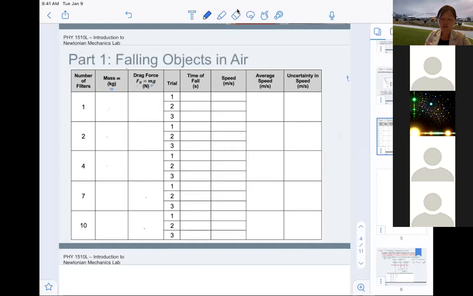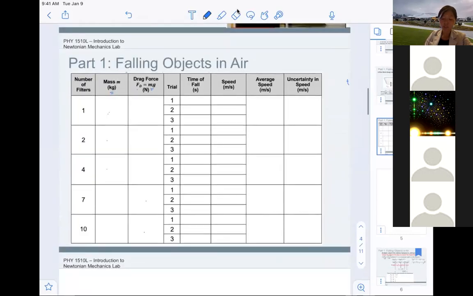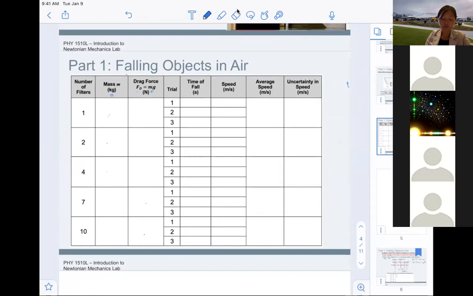So we are observing a fall of 2 meters, where we line up 2 different meter sticks on top of each other against the wall. I'm going to time how long it takes for the coffee filter to fall down 2 meters. We can take 3 different trials for each number of filters, see how much time it takes, and calculate the velocity. Now, if it's terminal velocity, which means the speed remains constant, velocity is simply distance over time. So that's easy to measure.